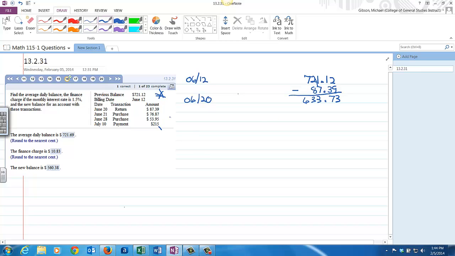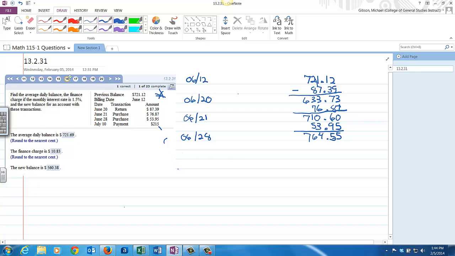The next transaction is on the 21st, where we buy something for 76.87. When we buy, we're adding to how much we owe, so we're going to add that in. It's going to get us 710.60. The next transaction is on June 28th. On the 28th, we buy something else, this time for 53.95. That increases our debt, so we add that in. We're up to 764.55.